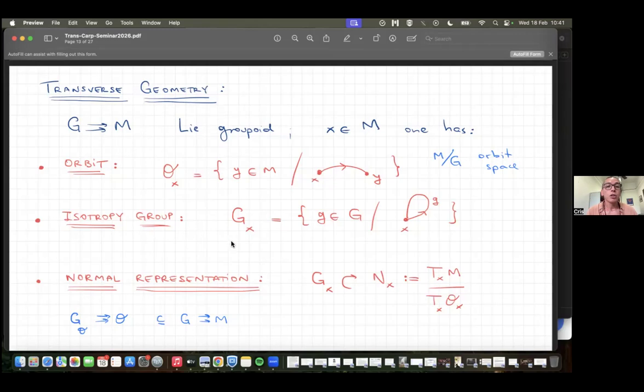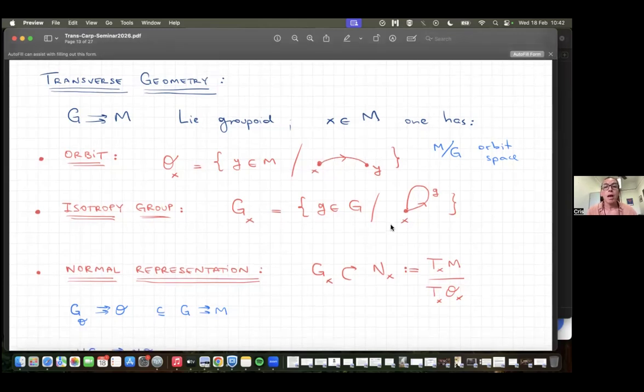The other piece of information associated to X is the isotropy group. These are automorphisms of X in G. These are arrows whose source is X and whose target is X as well. So it's a loop. This is a Lie group called the isotropy Lie group. And the isotropy Lie group acts linearly on the normal direction to the orbit.